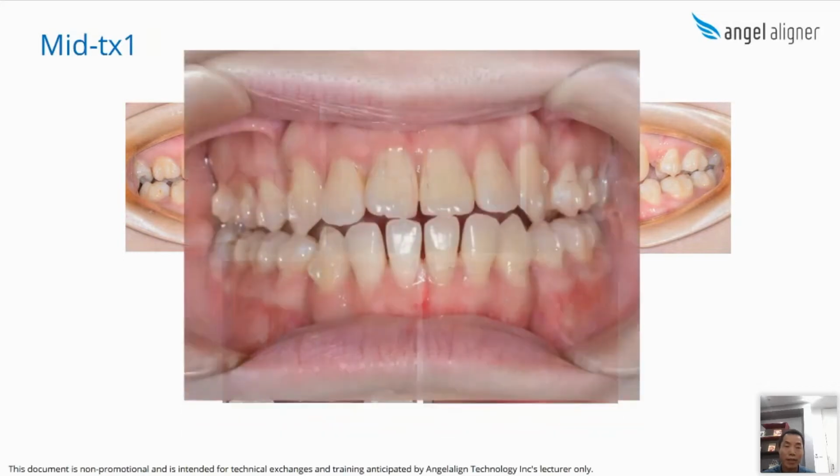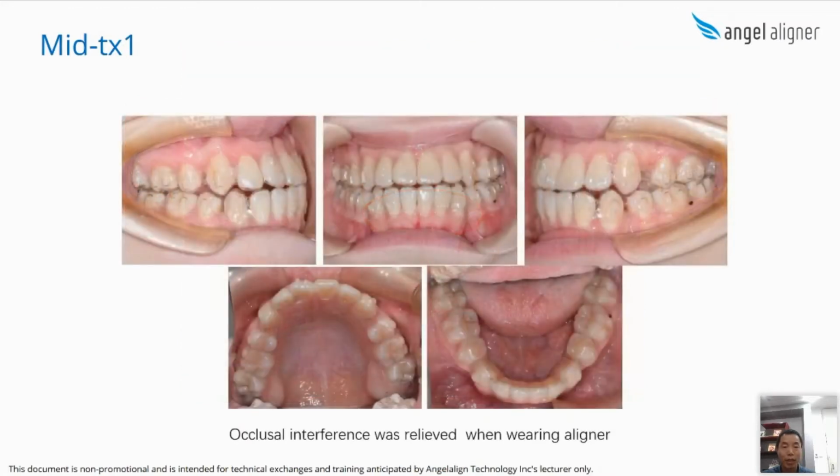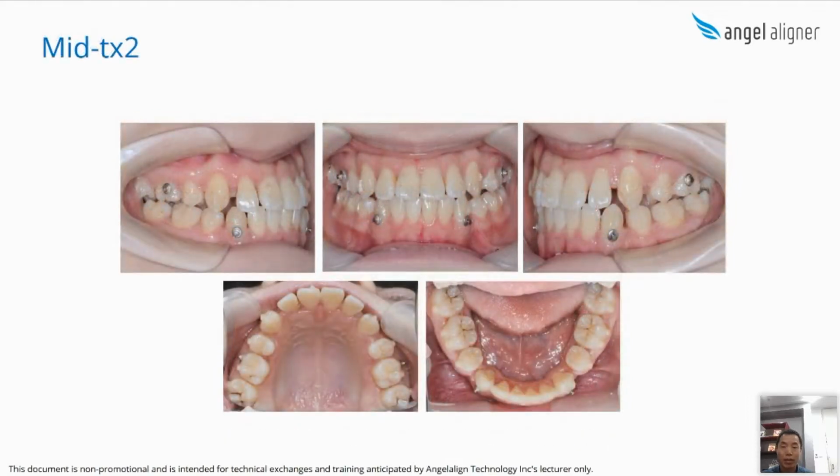And we found there was premature contact of the incisors and an open bite in the posterior teeth. These were the intraoral photos wearing aligners. We can see that the occlusal interference was relieved while wearing the aligners. And as we know, this interference is a temporary occlusal interference, so no grinding is needed.